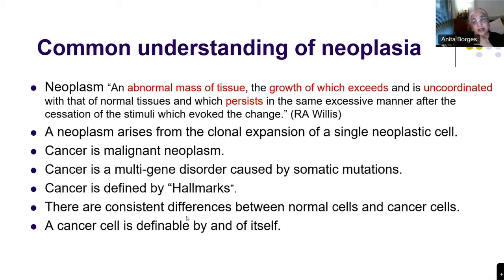And then, we all believe, and as pathologists we have to believe this, that there are consistent differences between normal cells and cancer cells. Otherwise, what are we doing in pathology, right? You might ask yourself, if there are no differences or the differences are not consistent, then how would we be able to tell a normal cell from a cancer cell? Okay, so all of this is the common understanding of neoplasia, and the last point is more or less the same as the previous one, and that is a cancer cell is definable. It is definable by and of itself.